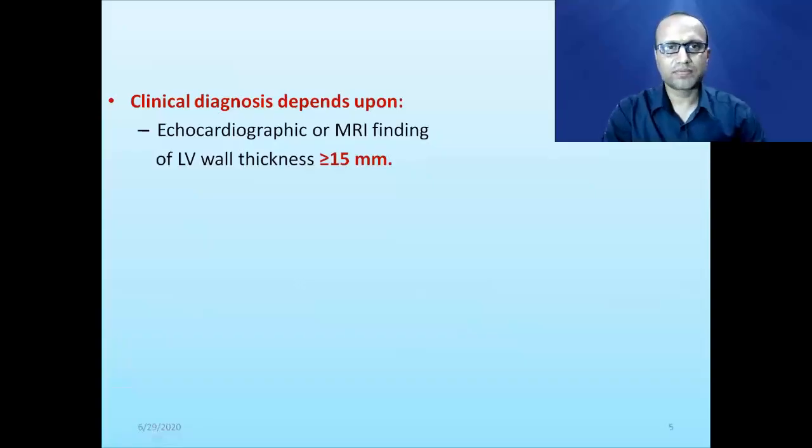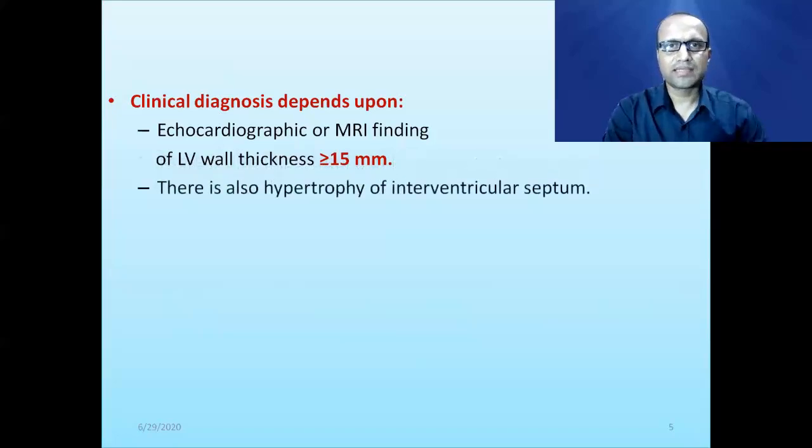Clinical diagnosis of hypertrophic cardiomyopathy is done by measuring the thickness of left ventricular wall with the help of echocardiography or MRI. If the thickness of left ventricular wall is 15 millimeter or more than 15 millimeter, then the diagnosis of HCM is established. HCM is not a rare disease. The prevalence rate is 1 in 500. This disease is equally common in males and females.